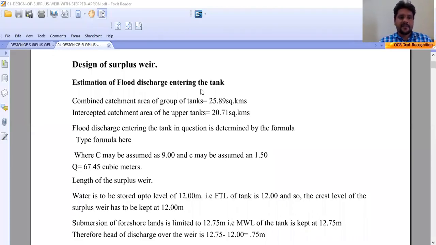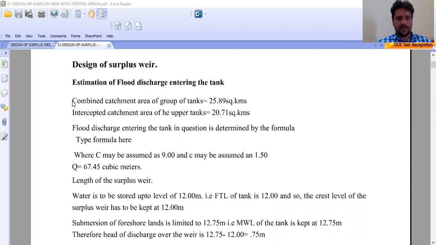Good morning. Today we are discussing design of surplus weir. So surplus weir is nothing but the structure by which excess water can be disposed of over the weir. So surplus is excess water, you can understand by the term. Okay. So estimation of flood discharge into the tank.